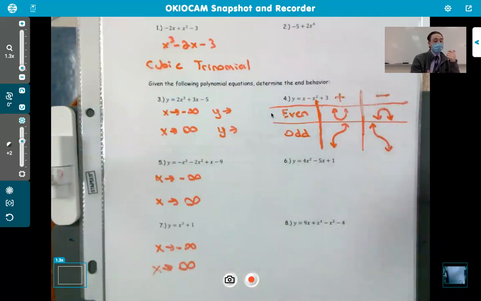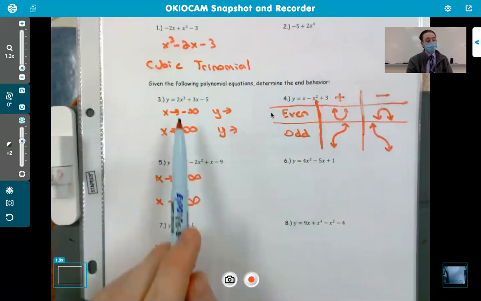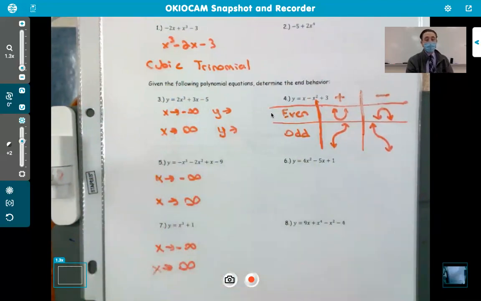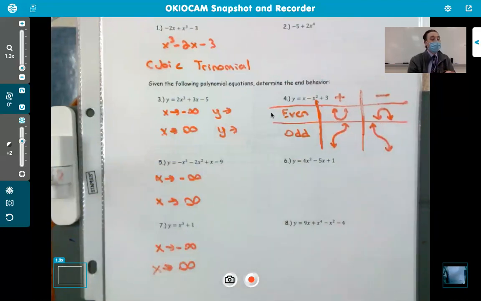So as X approaches negative infinity, what's my Y doing? As X approaches positive infinity, what's my Y doing? All right. Based off of the equation we're given. So in example 3, what is the degree of my polynomial? Is it even or odd? Odd, right? Because it's to the third power. Somebody from home, help me out with this. Is my leading coefficient positive or negative?